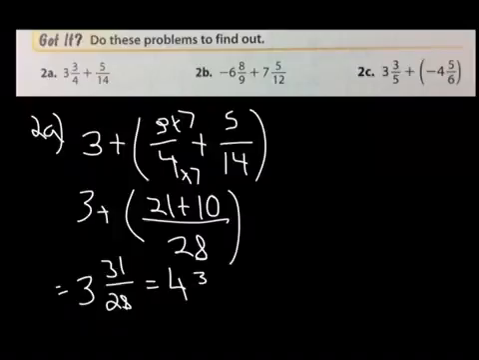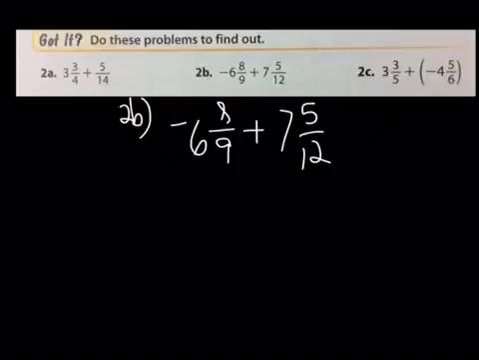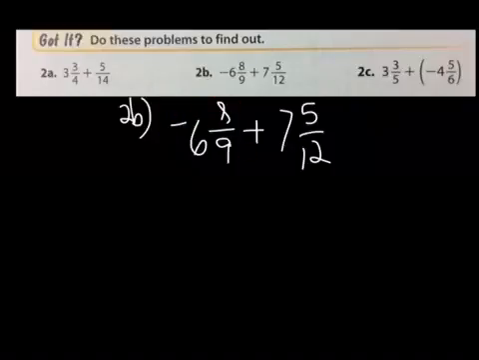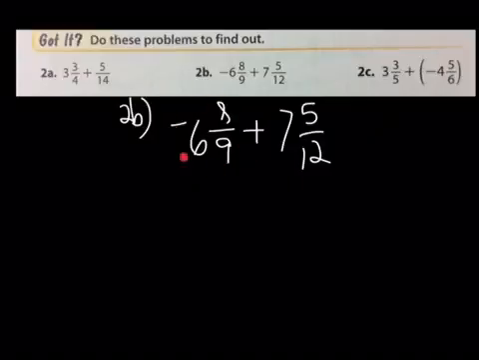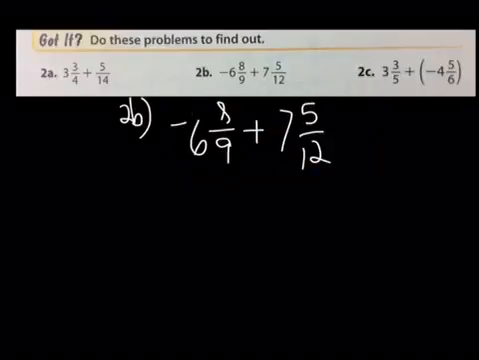3 over 28. So 4 and 3/28. Okay, for the second one we have negative 6 and 8/9. Now remember, this whole number is negative. So because we're working with a whole negative expression, I would recommend that you convert this mixed number and this mixed number to an improper fraction. So let's do that. Remember, multiply and add, multiply these two, and then add the top one.